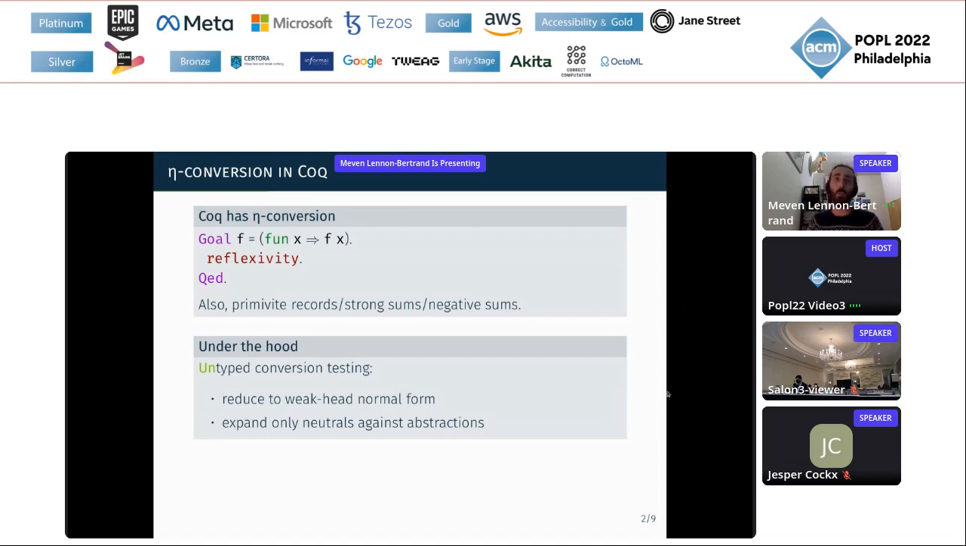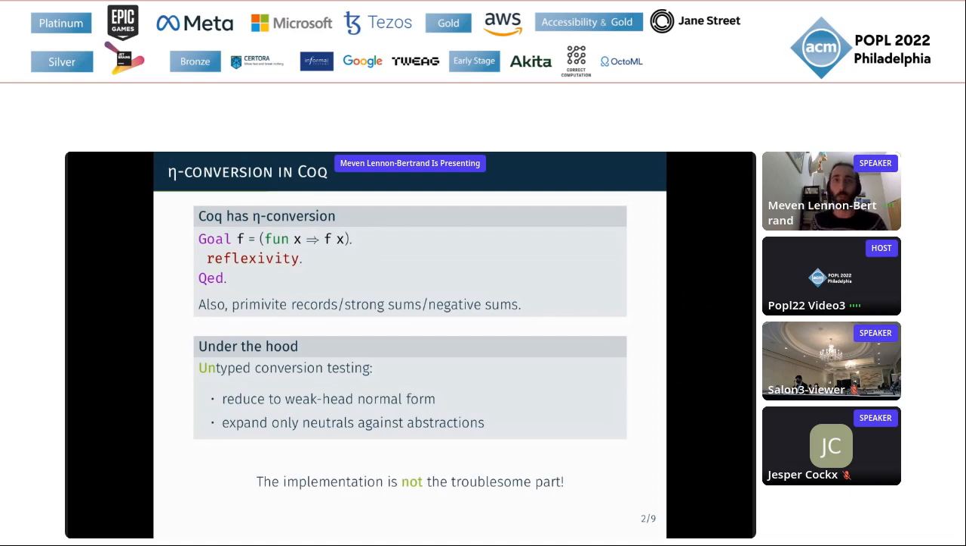And whenever it sees that you're trying to compare a neutral against an abstraction, as is the case here, where on one hand you have the neutral f, and on the other side you have that abstraction, then you eta-expand the neutral using the information coming from the abstraction. So you never use the type information to do your eta-expansion. What you use instead is the information of the thing you're comparing against.